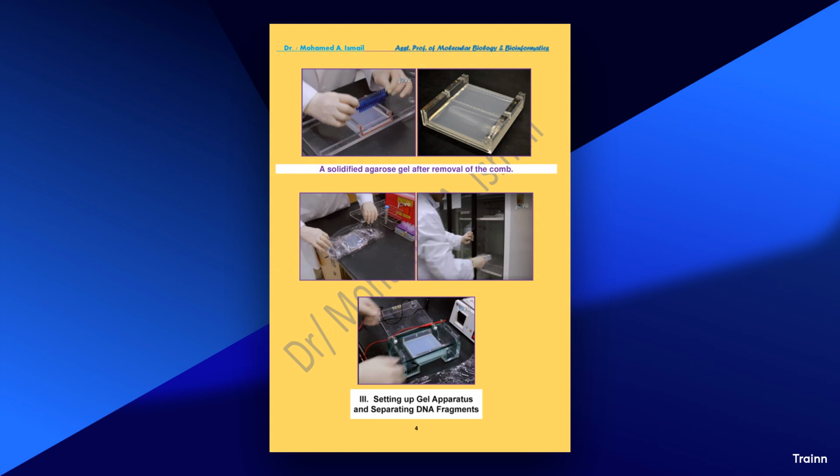C. Inconsistent sample volume. Error: loading different volumes of samples across lanes can lead to inaccurate comparisons. Impact: variability in band intensity makes it difficult to draw conclusions from the results. Solution: use a micropipette to load consistent volumes across all lanes.